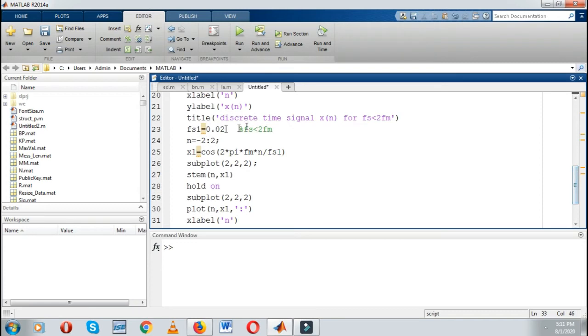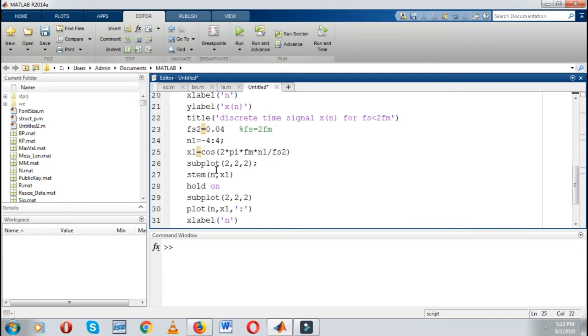Okay, now I have to change. Here I will take fs equal to 2 fm, which means here I will write 0.04. Here I have taken -2 to 2. Here I will take n1, for example, -4 to 4. Then here I have to change that to a 1. Here also I have to change, that is fs2.